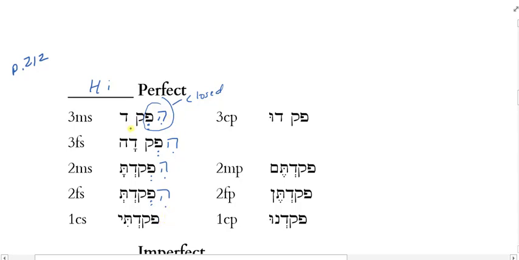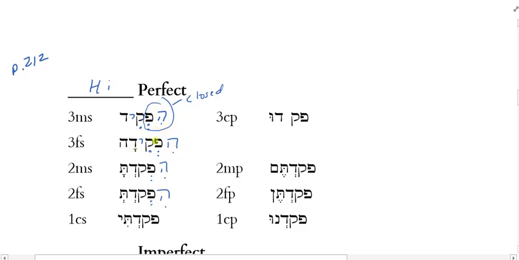Now, what is my theme vowel in the 3MS perfect? Kyrick yod. Notice I've given you some room for that kyrick yod to go there. What is the 3FS form? In the perfect, I always add a qamets-te, right? And here, it's going to be a kyrick yod as well. So it's hif keed, he caused to visit.